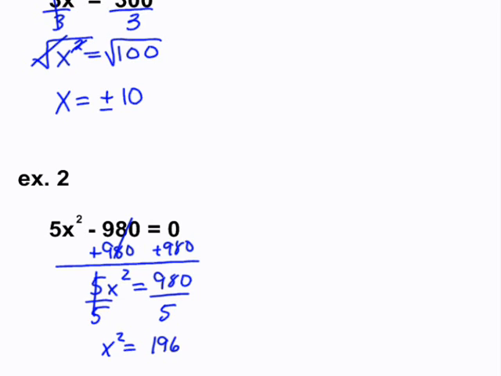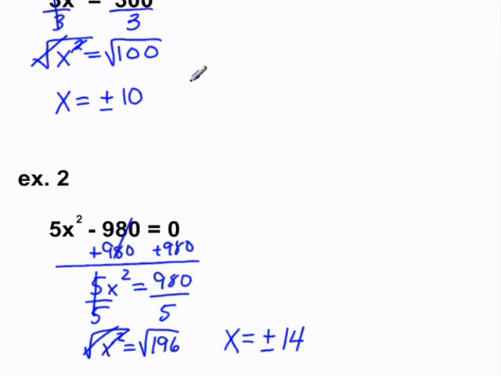The last step is to take the square root of x squared and the square root of 196. That makes our squared and the square root disappear for our x. And the square root of 196 is 14. It can be positive 14 or it can be negative 14.